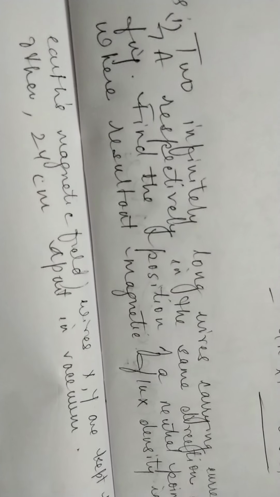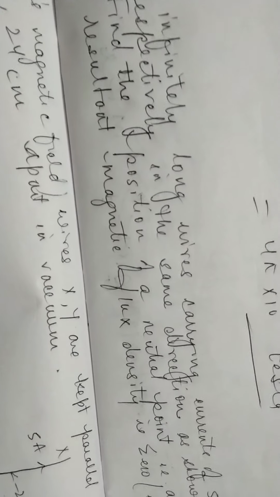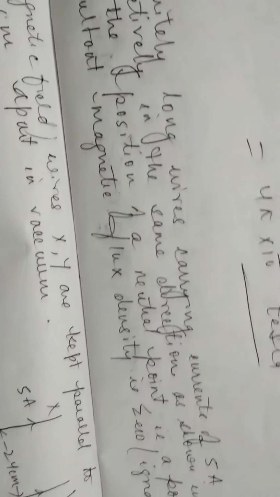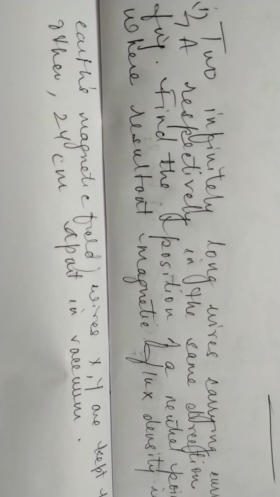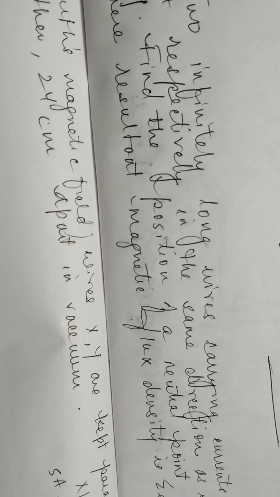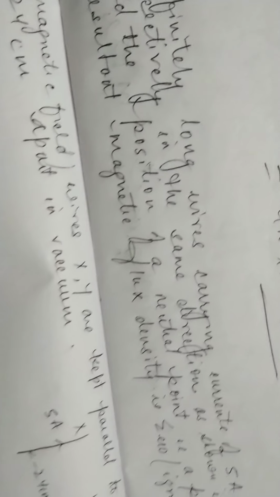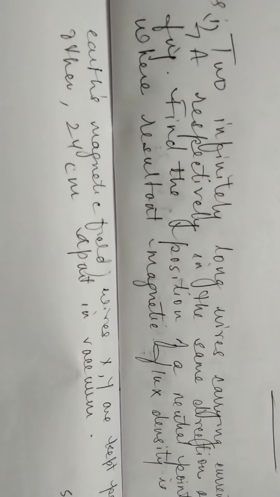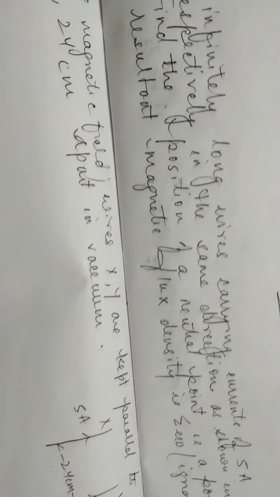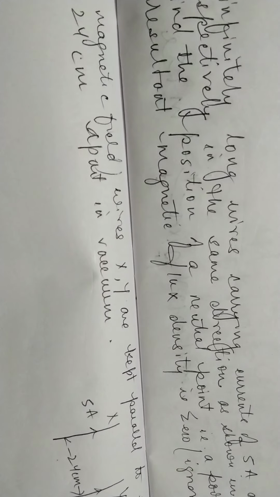We have another question here. There are two infinitely long wires carrying currents of 5 ampere and 7 ampere respectively, and they are carrying the current in the same direction as shown. This is the figure. Find the position of a neutral point, that is a point where the resultant magnetic flux density is 0. Ignore the Earth's magnetic field. The wires are kept 24 centimeter apart and it is in vacuum.